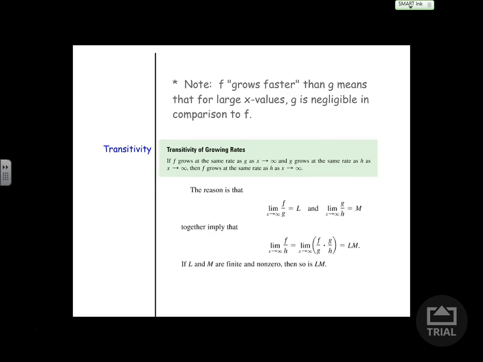I kind of like one of the descriptions they were giving on what it actually means for f to grow faster, which is what I've been using a lot, even in Calculus AB, to say f's degree is higher, has a greater magnitude. The best way to say it is f is growing faster. And what that means is for large x values, g is negligible in comparison to f. Negligible? What's that word mean? Like inconsequential, doesn't really have an effect. It's going to fade away. Does that make sense?